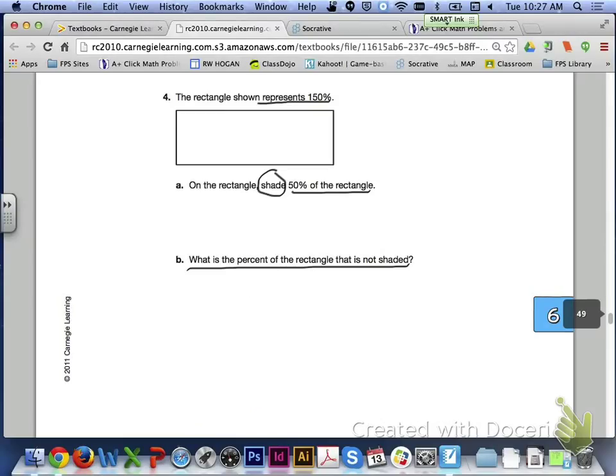Let's take a look at number 4. It says the rectangle shown represents 150%. For letter A, it says on the rectangle shade 50% of the rectangle. And for letter B then, what is the percent of the rectangle that is not shaded? Go ahead and do letters A and B for number 4.